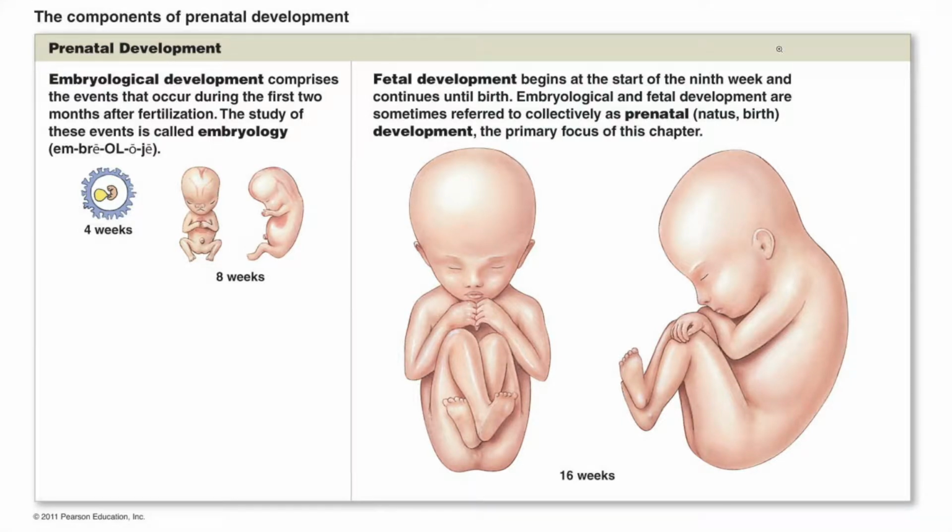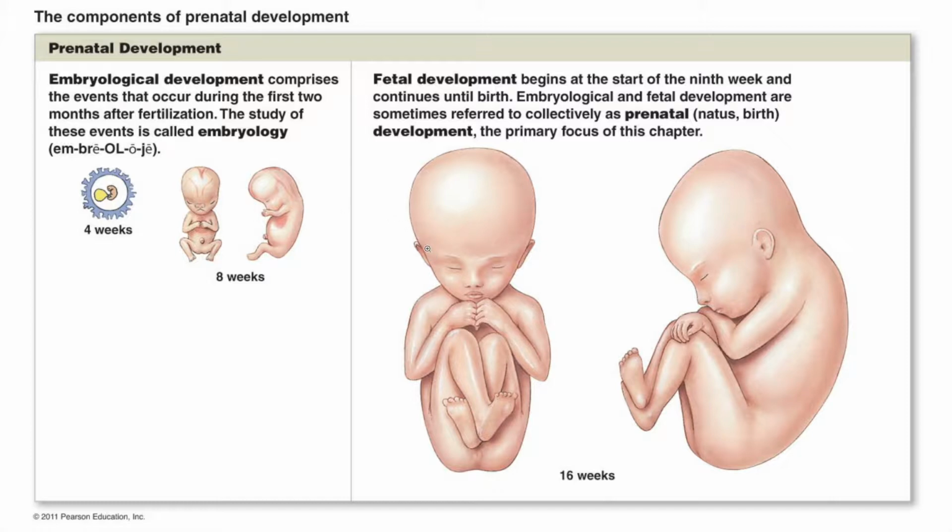This is the movie on development. So, development is the gradual modification of anatomical structures and physiological characteristics during the period from fertilization to maturity. Embryological development, we can see here, occurs during the first 2 months after fertilization.